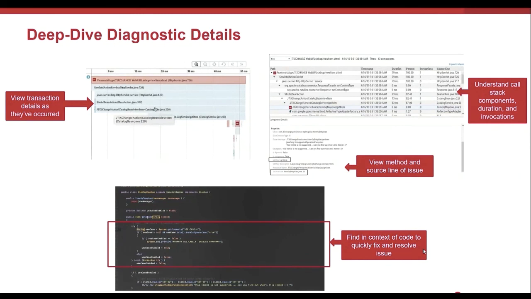The transaction trace view helps to carry out deep dive diagnostics because we have the transaction details as they have occurred. The transaction trace provides detailed information and helps to understand the call stack components, duration and invocation. Details such as classes and methods are displayed, and also the source line of the issue. So this makes it easy to find the problem in the code and facilitates quickly fixing and solving the issue. As we can see, just in a few clicks from the experience view, we have solved a problem that was impacting the end user experience.